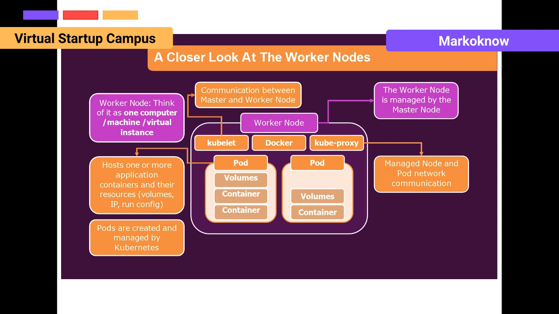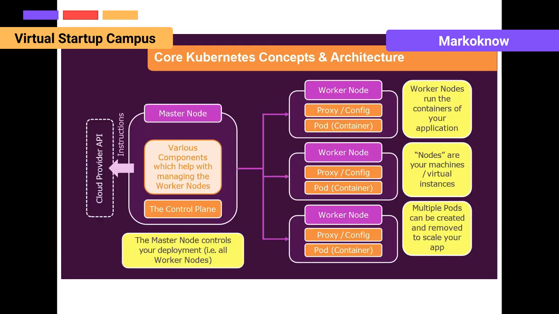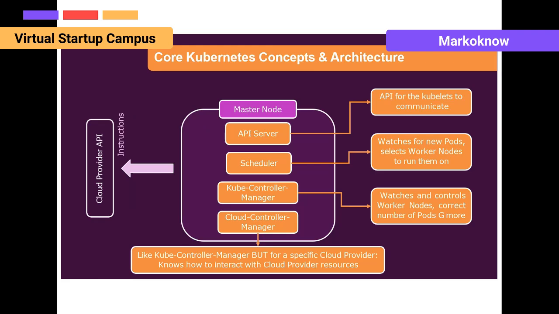Like the master node has multiple worker nodes, the worker node has multiple pods, and they host one or more application containers, their resources, and volumes for that particular pod, and the pods are created and managed by Kubernetes. Okay. So this is how they are explaining this and all the architecture of that part.